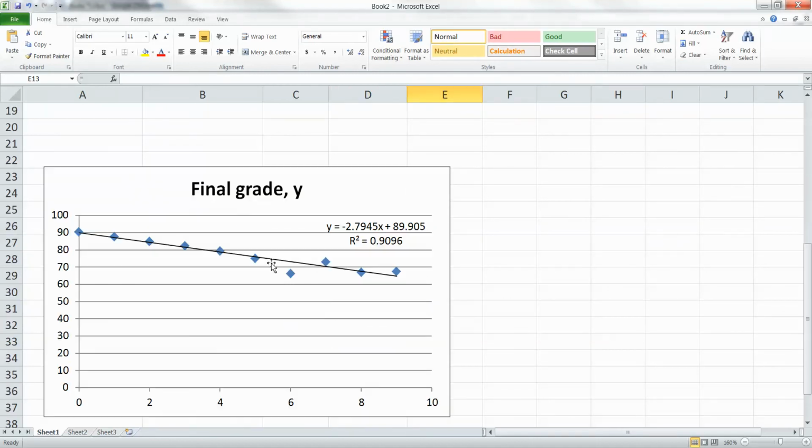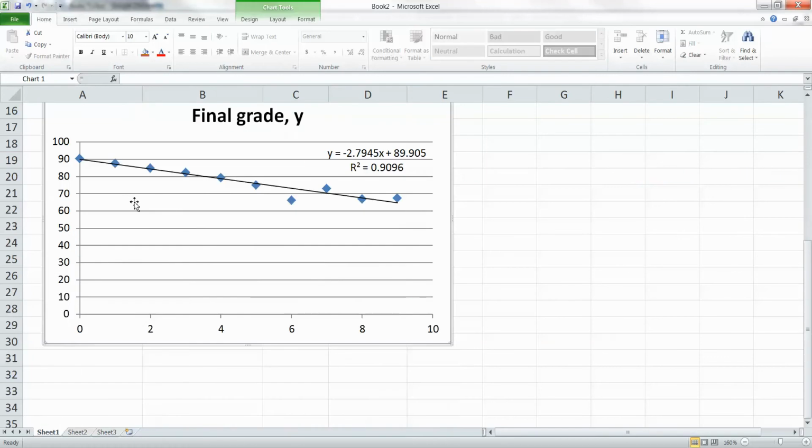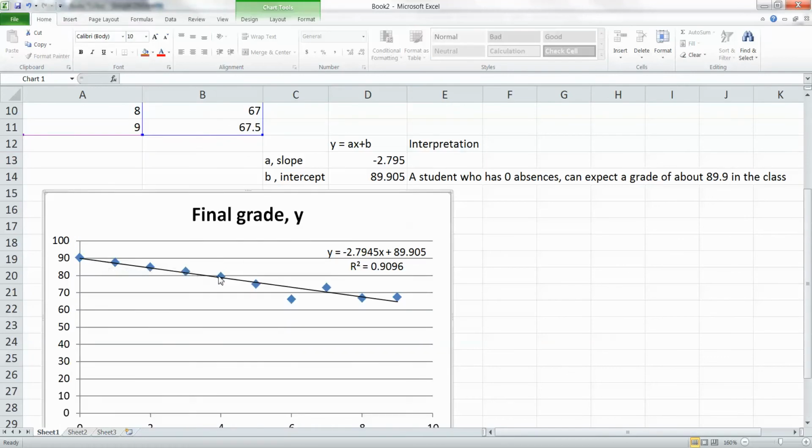All right, now the slope. Well, the slope is this, well, look at that black line.